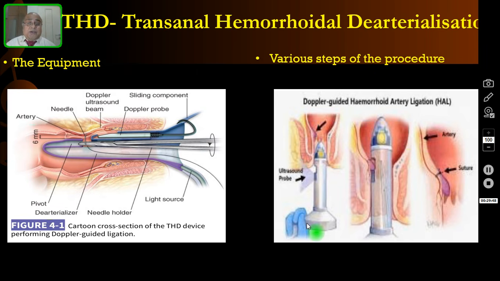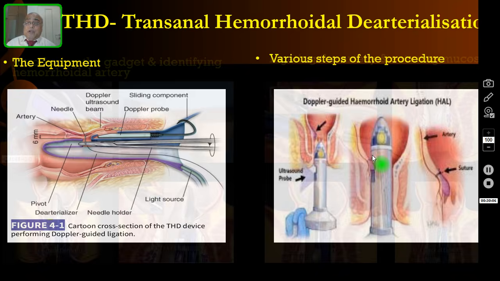So you have to introduce this instrument inside. With the help of the Doppler probe, you will be able to pick up the artery, and then with this needle holder and the needle, you can suture ligate this artery, the hemorrhoidal artery. The other steps I will be showing in the next video.